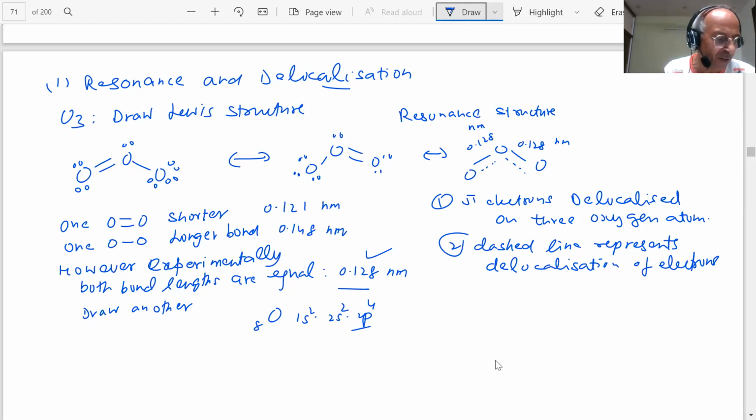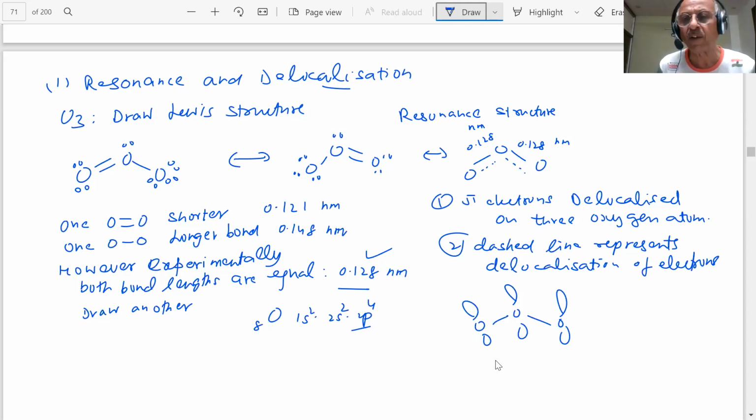So each oxygen atom has got a p orbital. If I show it like this, students, what is happening? There is a p orbital on each oxygen. The p orbital on oxygen can overlap with the p orbital on the other atom, and this way the electron pair of pi is spread and delocalized over all the three oxygen atoms. There is a p orbital on each oxygen atom that is perpendicular to the plane of the molecule.